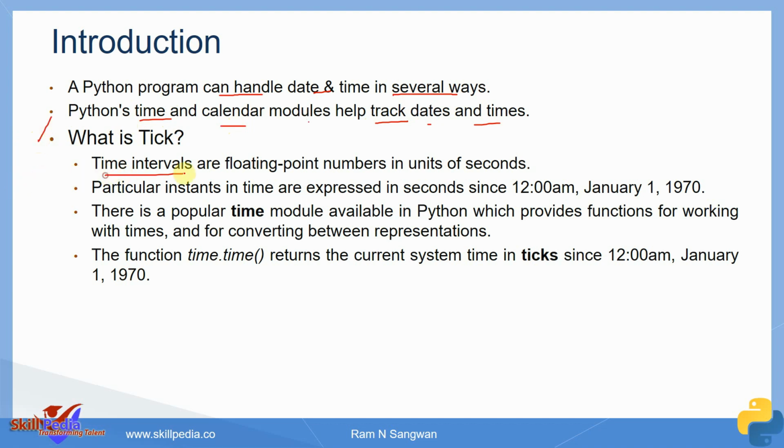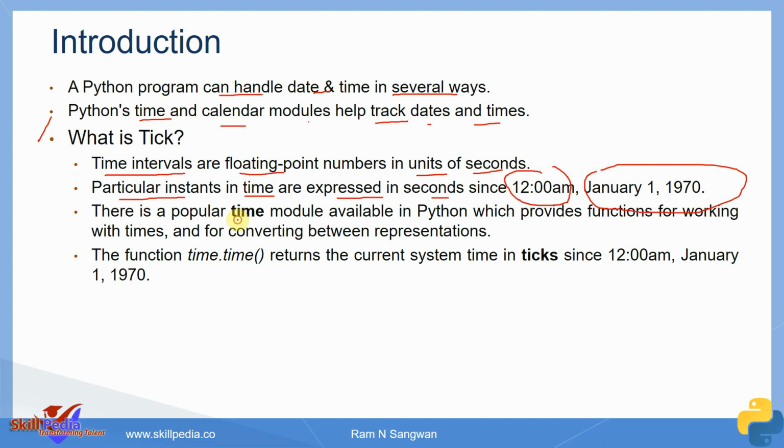A tick is a time interval which is a floating point number in units of seconds, and a particular instant in time is expressed in seconds since 12 a.m. January 1, 1970 in date and time in Unix, in Linux.